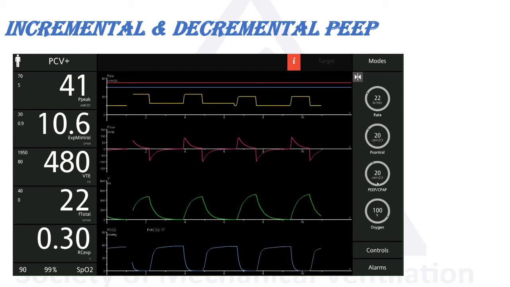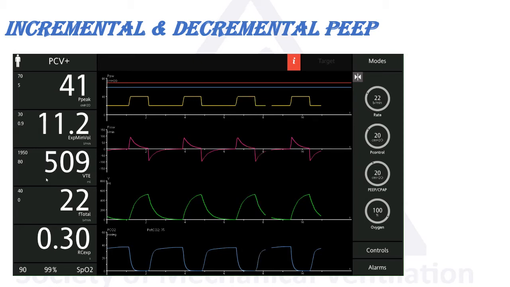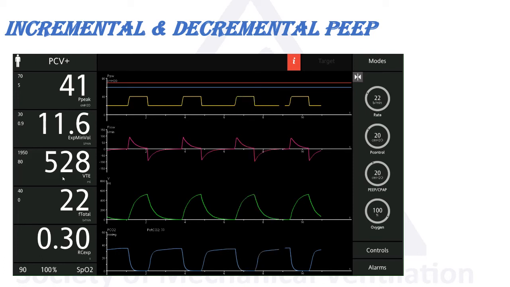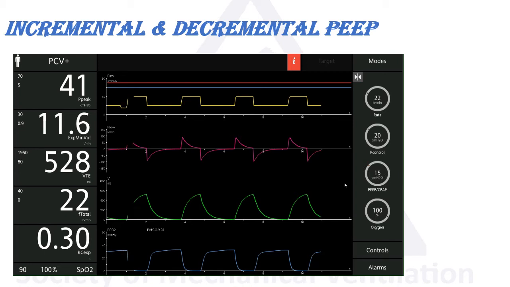So again, if we haven't reached the best PEEP, the tidal volume should again start to increase, because we're still probably over distending. We'll keep going down on the PEEP, and once the tidal volume starts to drop, it means we start to close or derecruit some of our alveoli, so the optimum PEEP will be above that point. So let's see, we're getting 528 on PEEP of 20. We'll go to 15.